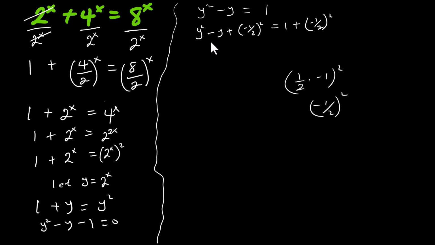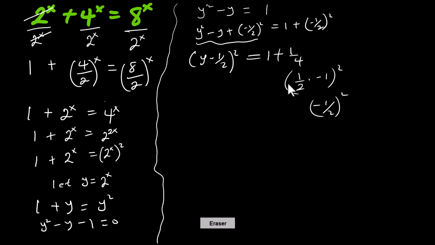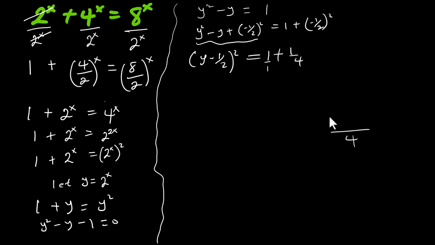Let's compute the square here. We have y minus half, all squared. The right-hand side is 1 plus 1 over 4. The LCM is 4, so 4 times 1 plus 1 gives us 5 over 4. So we have y minus half all squared equals 5 over 4.